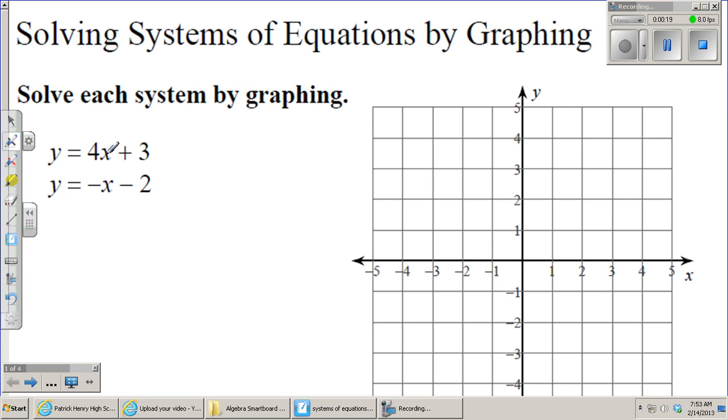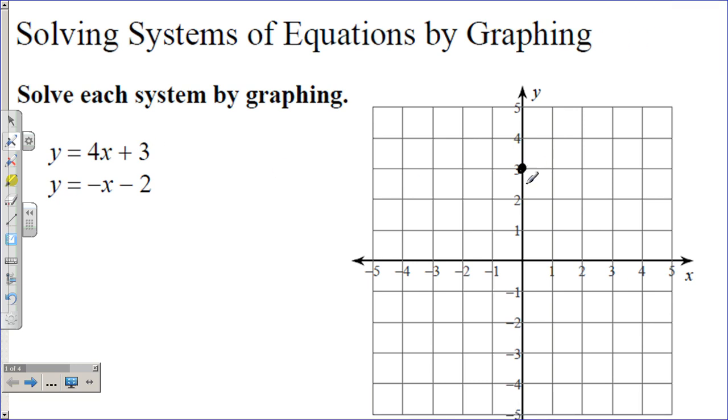But anyway, let's graph this line. This says y equals 4x plus 3. That means it's crossing the y-axis at the 3. So we have a point at the 3. And then the slope of this means 4 over 1. It's the same as this.